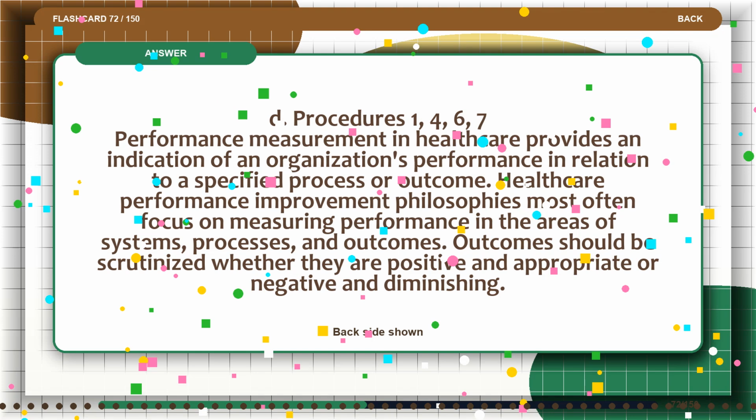The answer is D. Procedures 1, 4, 6, 7. Performance measurement in healthcare provides an indication of an organization's performance in relation to a specified process or outcome. Healthcare performance improvement philosophies most often focus on measuring performance in the areas of systems, processes, and outcomes. Outcomes should be scrutinized whether they are positive and appropriate or negative and diminishing.